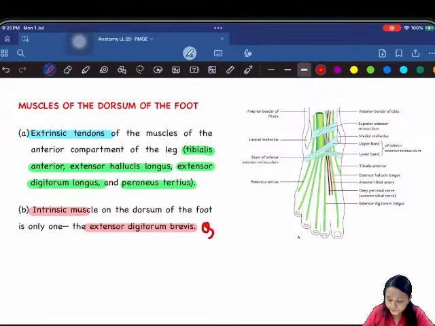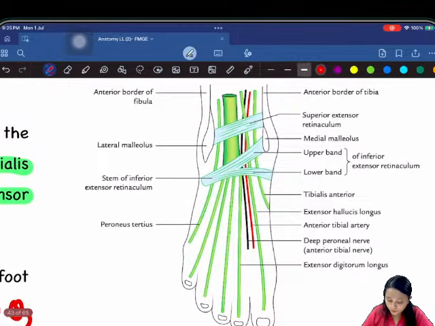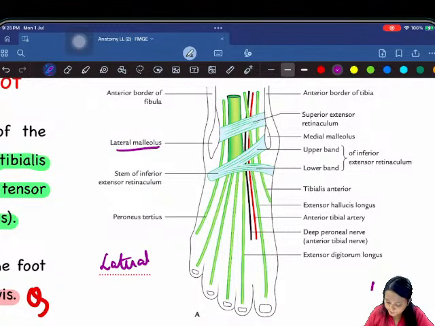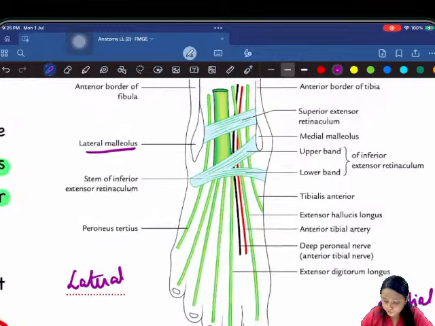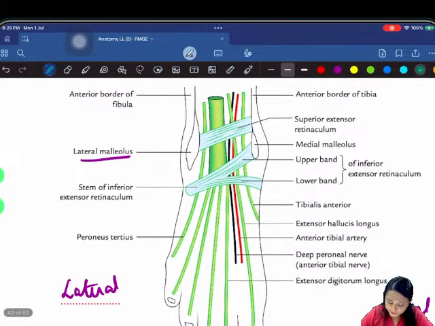Now I also want to tell you from medial to lateral, if you want to see. First you identify which is medial and which is lateral. This is lateral, as you can see the lateral malleolus here, and this is medial, as you can see the great toe. Now from medial to lateral, the most medial structure is the tibialis anterior, that is the tendon of the tibialis anterior.